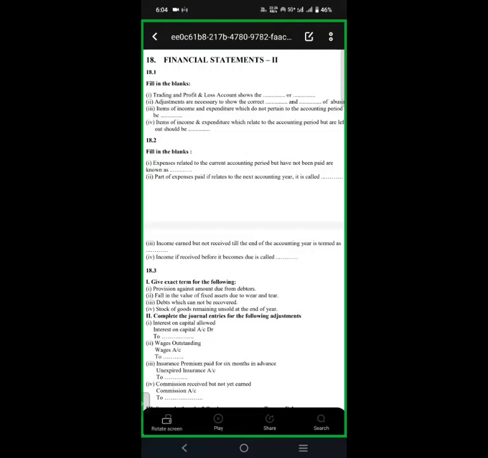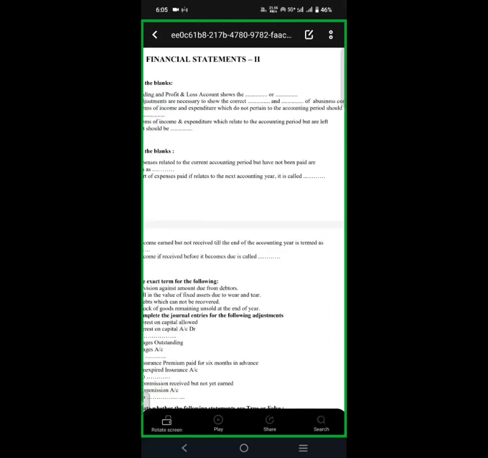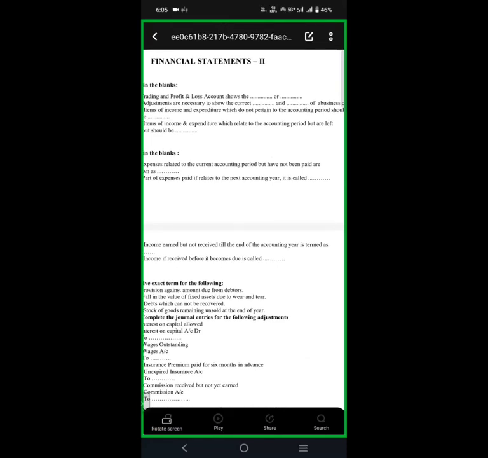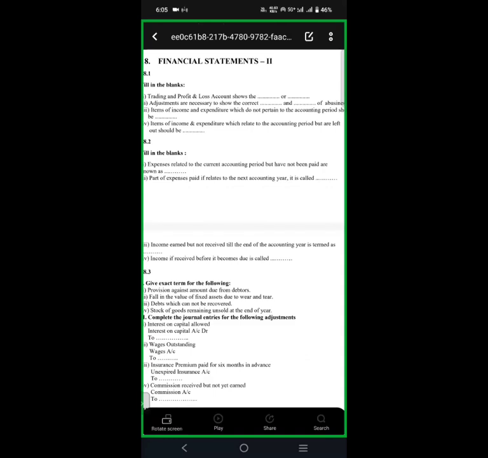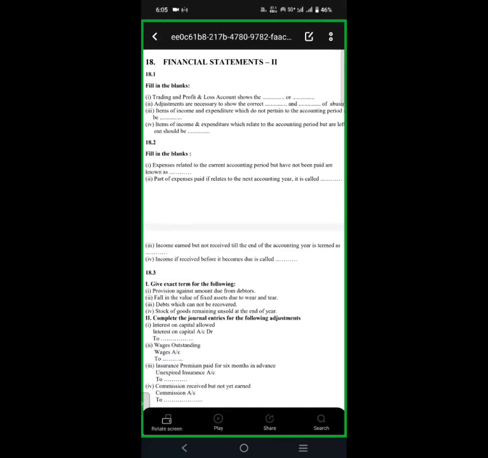First question. Trading and profit and loss account shows the dash, that is, profit or loss. Adjustments are necessary to show the correct dash and dash of a business concern, that is, profit or loss, or financial position. Items of income and expenditure which do not pertain to the accounting period should be excluded.